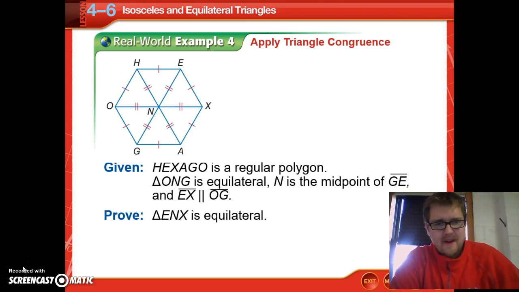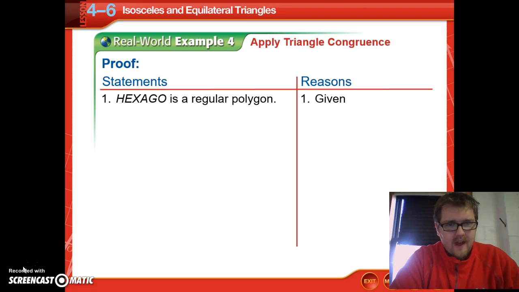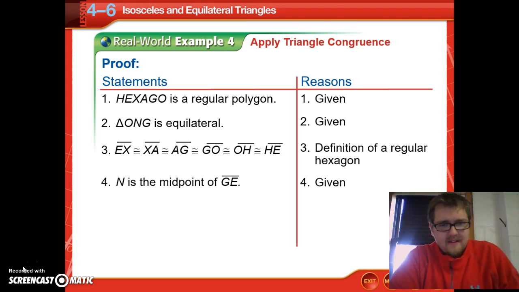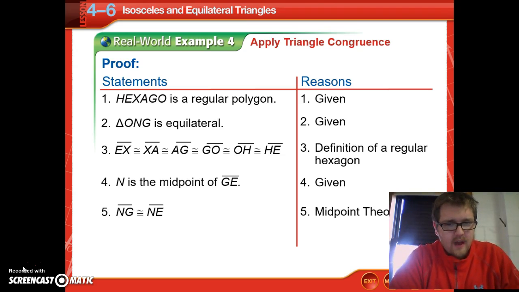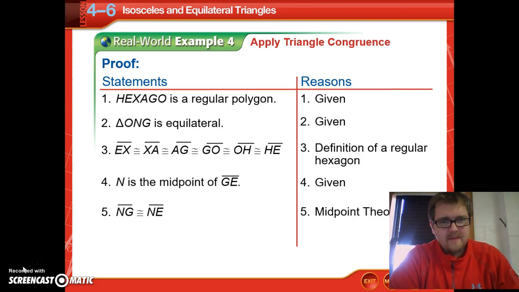So what we're going to do is start with a regular polygon, and that ONG is equilateral. Like I said, in a regular hexagon, all those sides are equal or congruent, and we know that N is the midpoint of GE. N is the center. Because of the midpoint theorem, we know that the line segment that's divided by the center, NG and NE, are both congruent, and we're also given that EX is parallel to OG. Because those two lines are parallel, we know that this angle has to equal this angle, and this angle has to equal this angle.